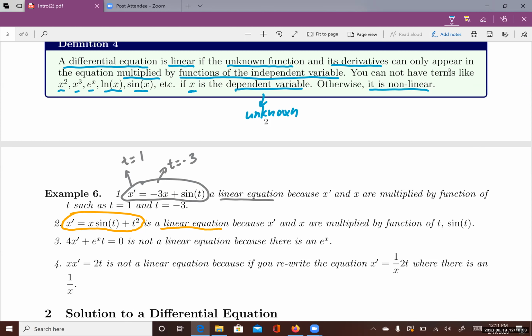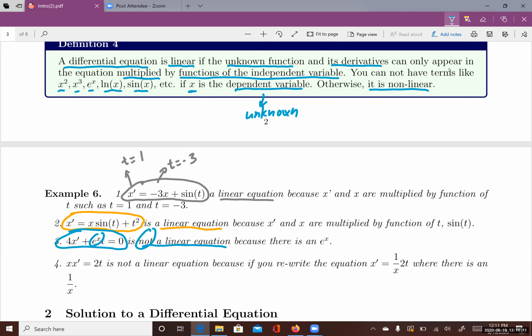Look at the third equation here. We have x prime, which is good. How about e to the x? e to the x here is one of the violations, right? We know right away that this is not a linear differential equation.